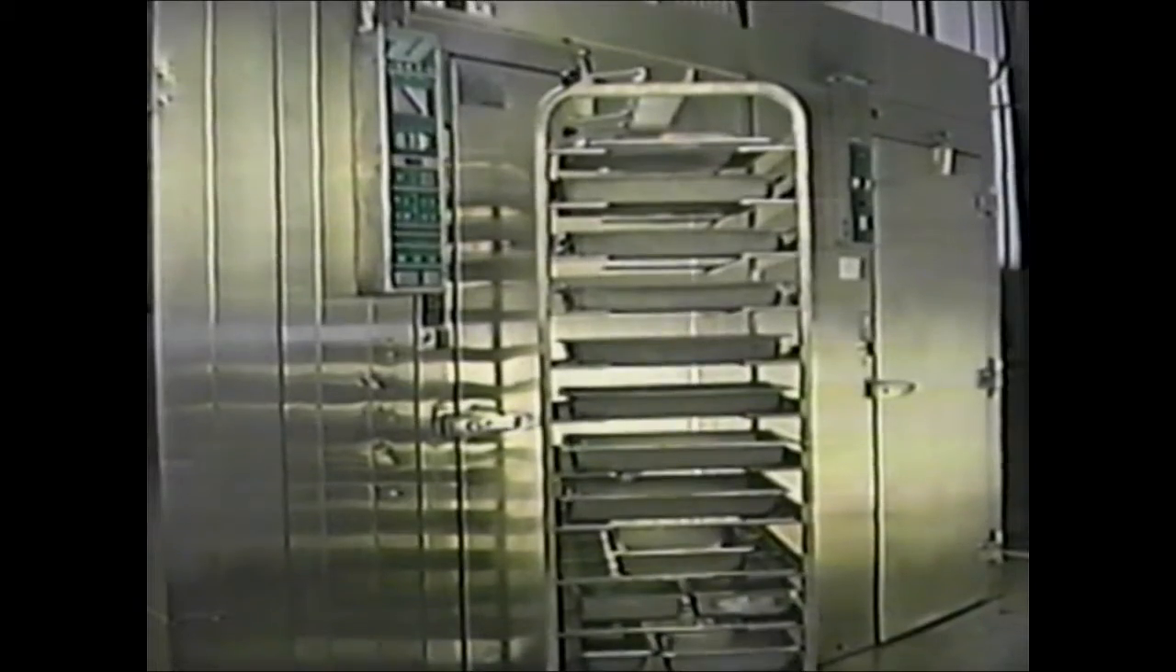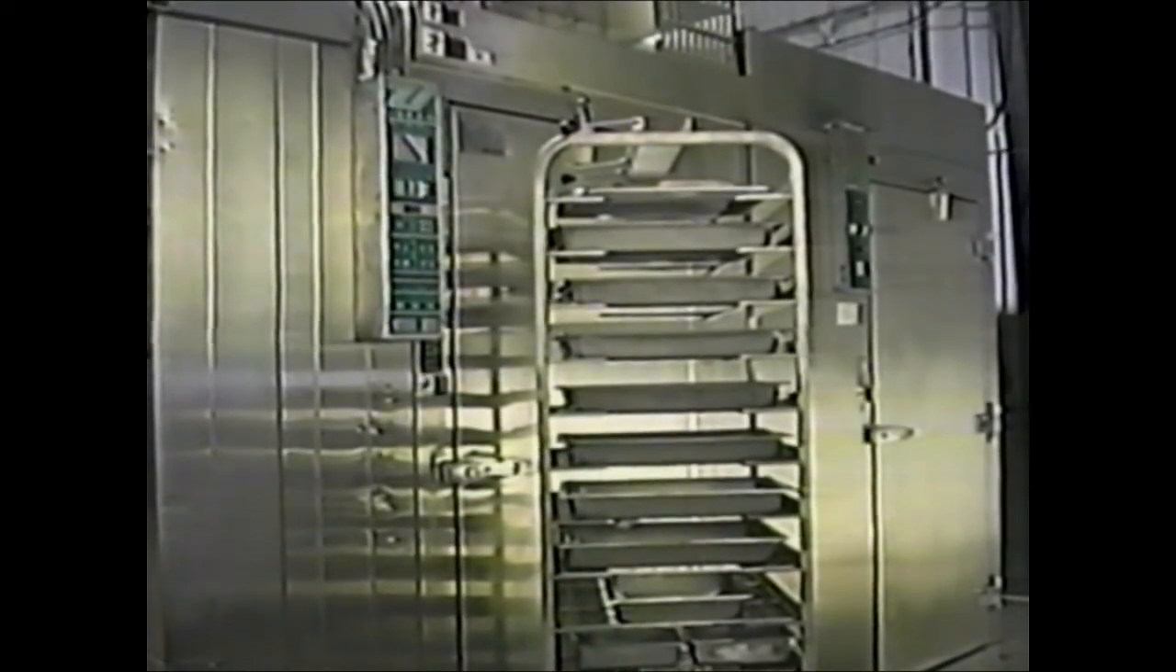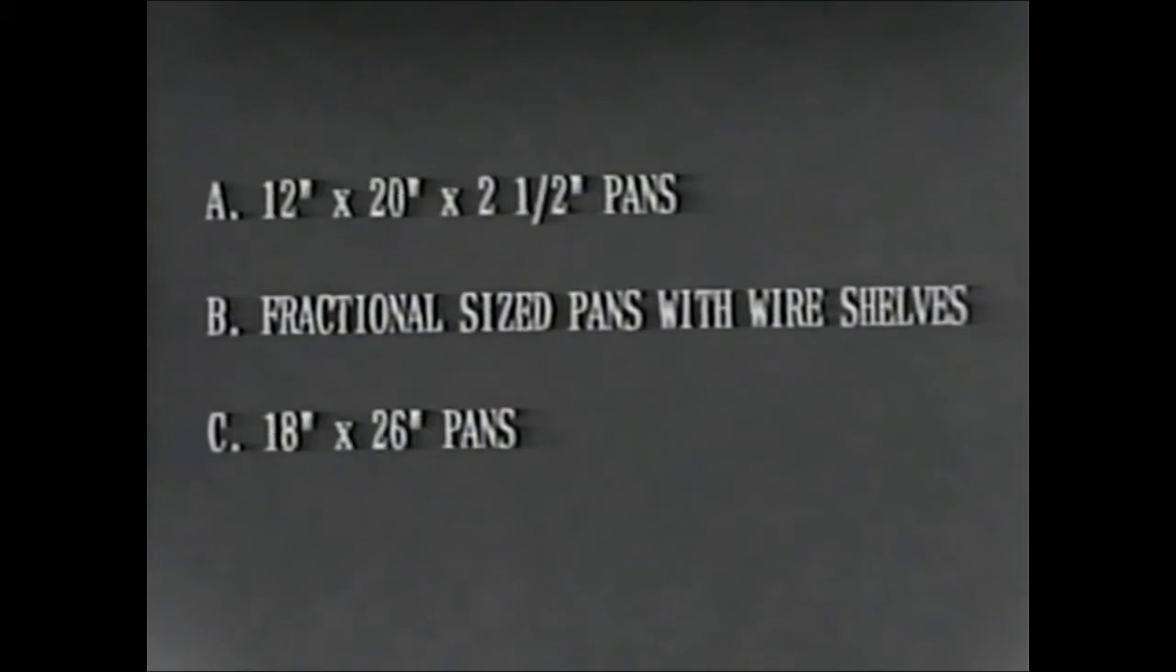The pans that should be used for blast chilling should be stainless steel or aluminum permanent ware. They should be 12 by 20 by 2.5 inches deep, or fractional size pans can be used with wire shelves. Also, 18 by 26 bun pans can be used. Lids or covers of any kind are not used during blast chilling.